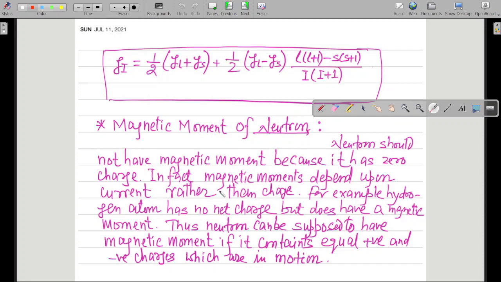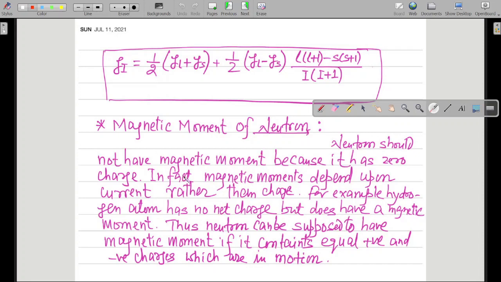So in fact, magnetic moment depends upon current rather than charge. Although we are going to learn about the quark model later on, we are not considering the quark model right now, but we will explain the magnetic moment of neutron based on YUKAWA'S MESON field theory. Based on this theory, we are going to learn why magnetic moment is there in neutron.